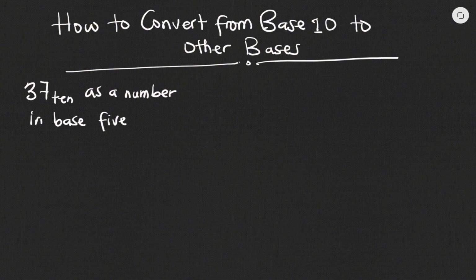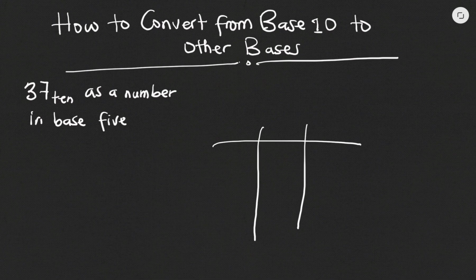To do that, it's very easy. The first thing we do is we draw two lines, then we cut them like this. At the first column over here, you write the base in which you want to convert a number into, which in this case is base 5. Then in the middle over here, the number that we want to convert, which is 37 base 10, and then we write down remainder. So we'll be recording the number that remains after we do the necessary division.